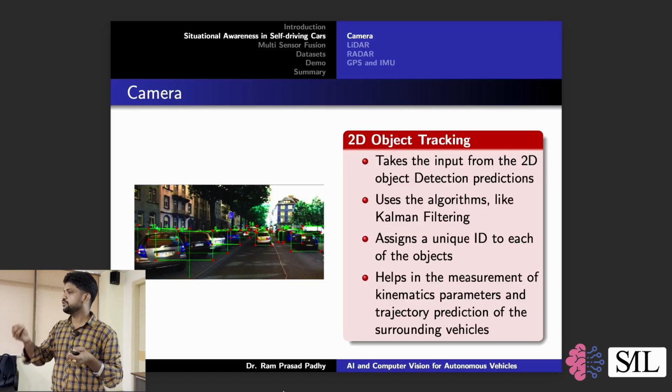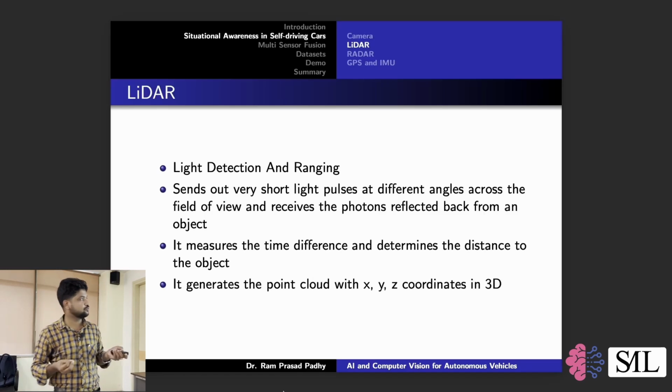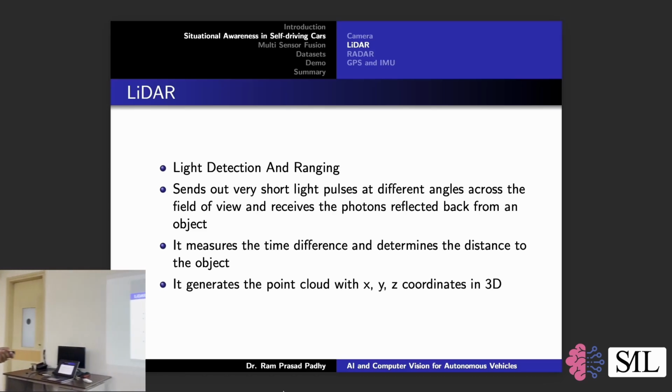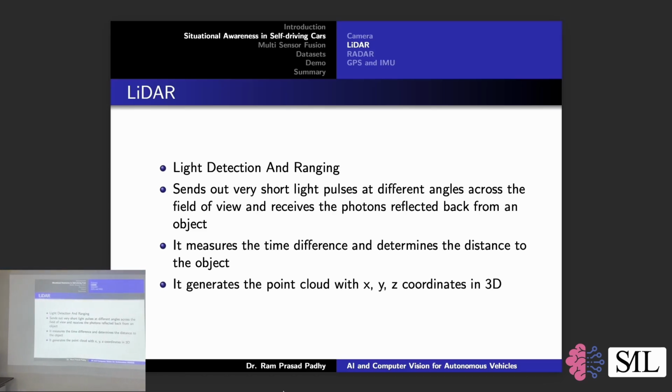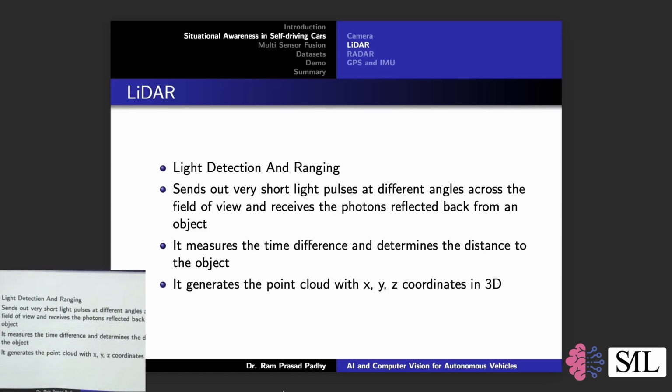If you want to actually do it, then we have to do it in 3D, and that is where the other sensor, the most important sensor in a self-driving car, LiDAR, comes into the picture. I would say this is the most important sensor in a self-driving car. Why, I will tell. First, we will look into the working of LiDAR. LiDAR is short for light detection and ranging. It sends out very short light pulses at different angles across the field of view and receives the photons reflected back from an object.